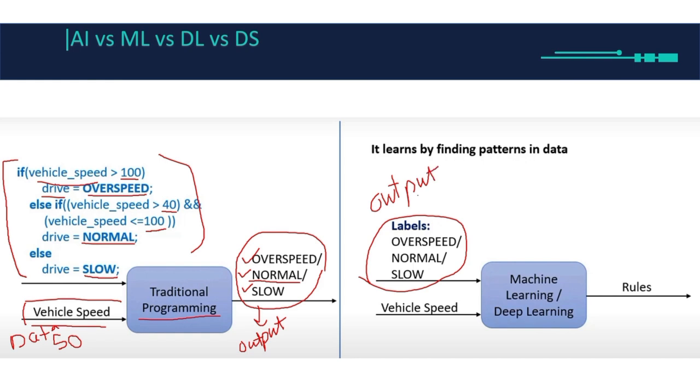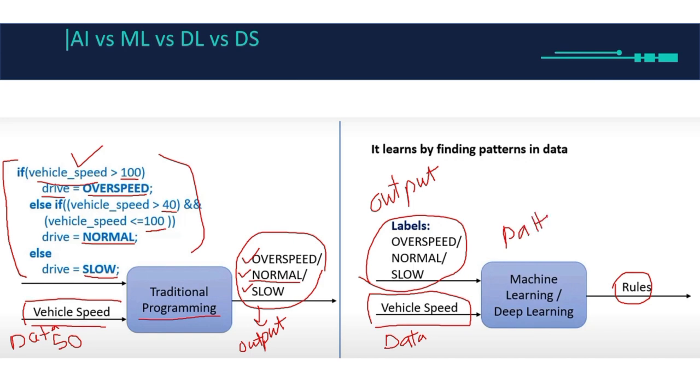Because I already have the data from last year or from previous experimentation or something like that. And I'm the one who's giving the data here, the vehicle speed. I'm always giving the data in both ways. And machine learning and deep learning is going to find the rules or the instructions, which is this thing. This is how it's going to find it, by finding patterns.